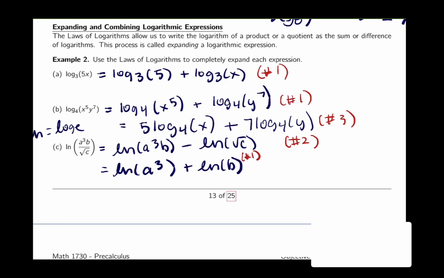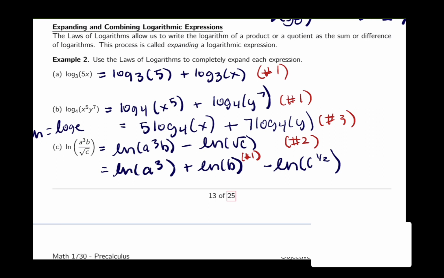I'm also going to look at this ln of square root of c, and because I know I have a rule about simplifying things with exponents on the inside, I'm going to switch notations, and instead of writing the square root of c, I'm going to write this as c to the 1/2 power. Remember that those are 2 different notations that mean the same thing.